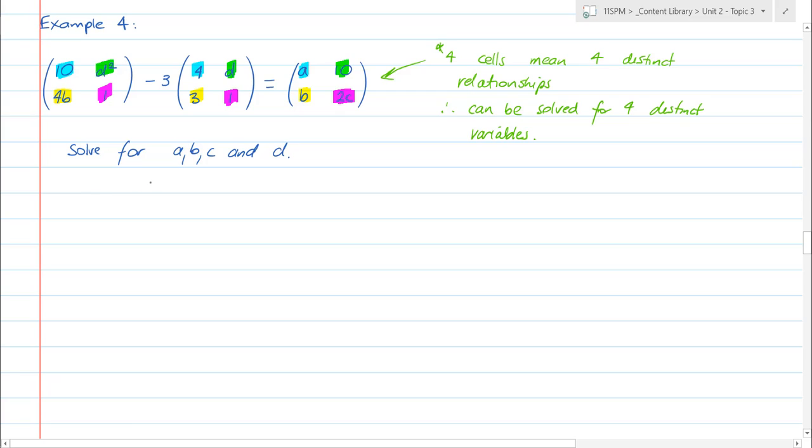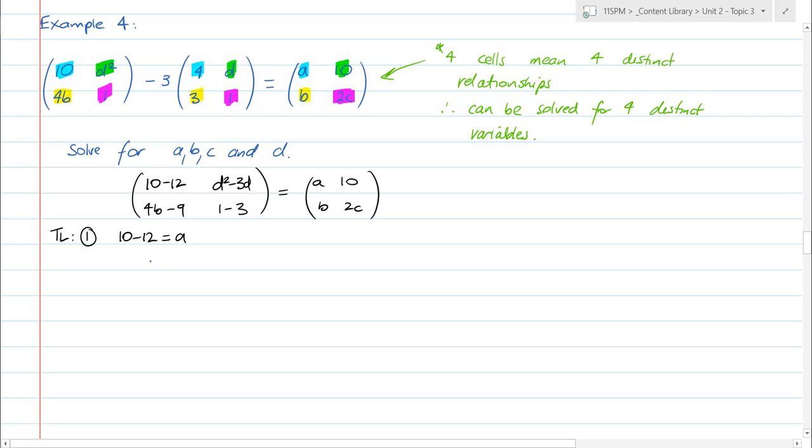So I'm going to do some simplifying first, and that is that if I combine the 2 matrices on the left-hand side, I get 10 minus 12, and then I get d squared minus 3d, and then I get 4b minus 9, and then I get 1 minus 3 is equal to A, 10, B, and 2C. And now I can make those individual statements. So statement 1, which will be the top left statement, is that 10 minus 12 is equal to A, and therefore A is equal to negative 2.